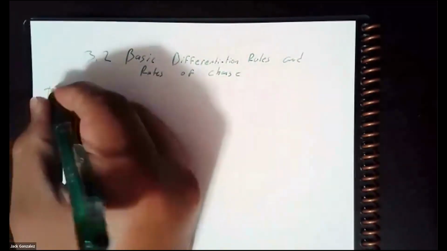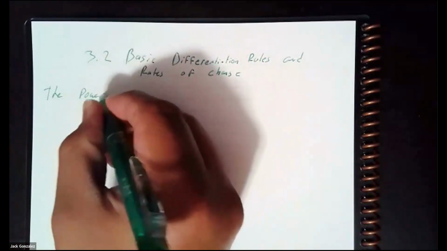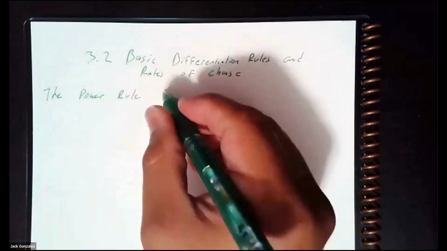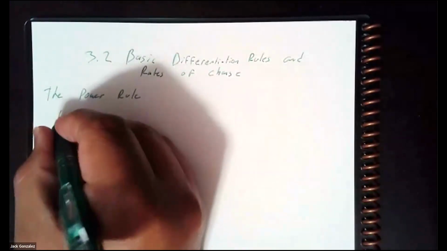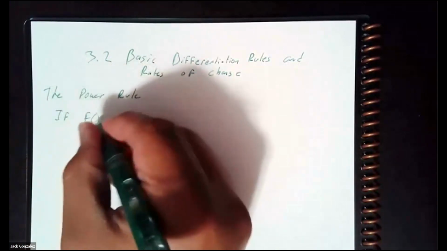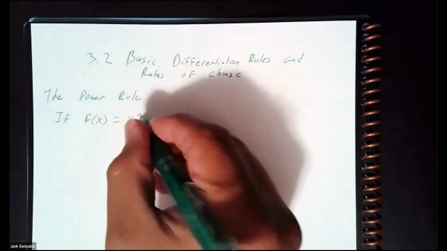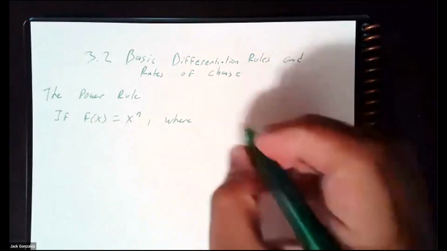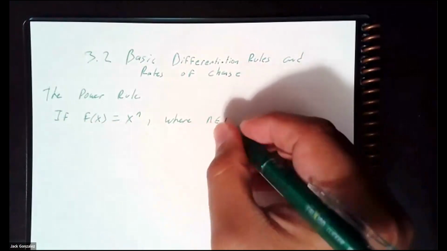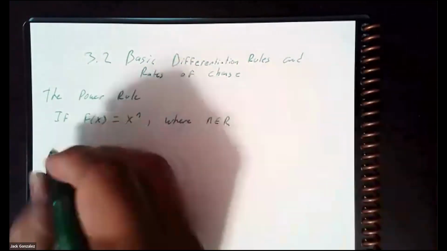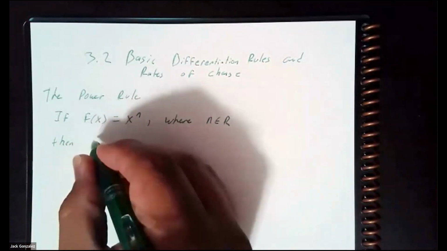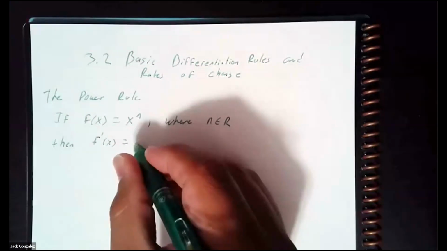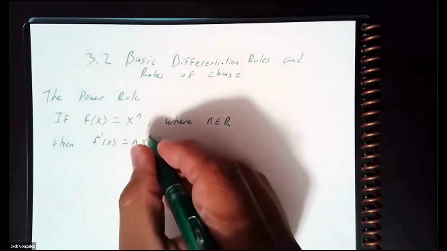All right. Let's go over the power rule. If f of x is equal to x to the n, where n is an element of the real numbers, then f prime, the derivative, is equal to n times x to the n minus 1.